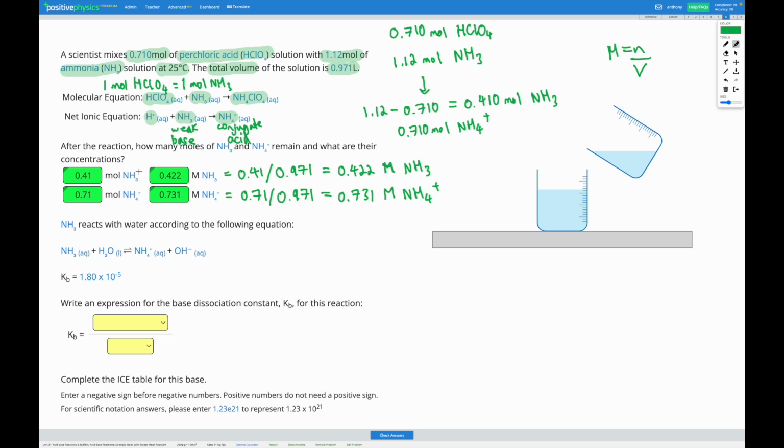Now we're going to be ending up with some ammonia and some ammonium ions. So we're going to have that weak base and conjugate acid still remaining in our solution, and they will be converting backwards and forwards between each other. Here we have the equation that shows that. Ammonia reacts with water according to the following equation. So we have the ammonia forming ammonium and hydroxide ions with this Kb value. So let's go ahead and write an expression for Kb for this reaction, the base dissociation constant.